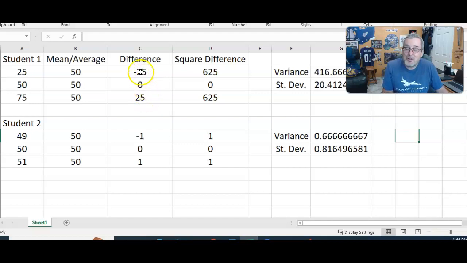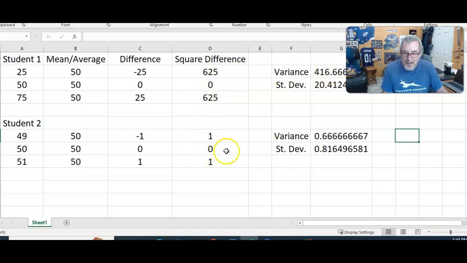So what we do to get a more useful statistic is we square those differences. Negative 25 squared is 625. 0 squared, 0 times 0, is 0. 25 squared is 625. It's these numbers that we average. You could add them all up and divide by 3, and when you do that, you get what's called the variance, 416.